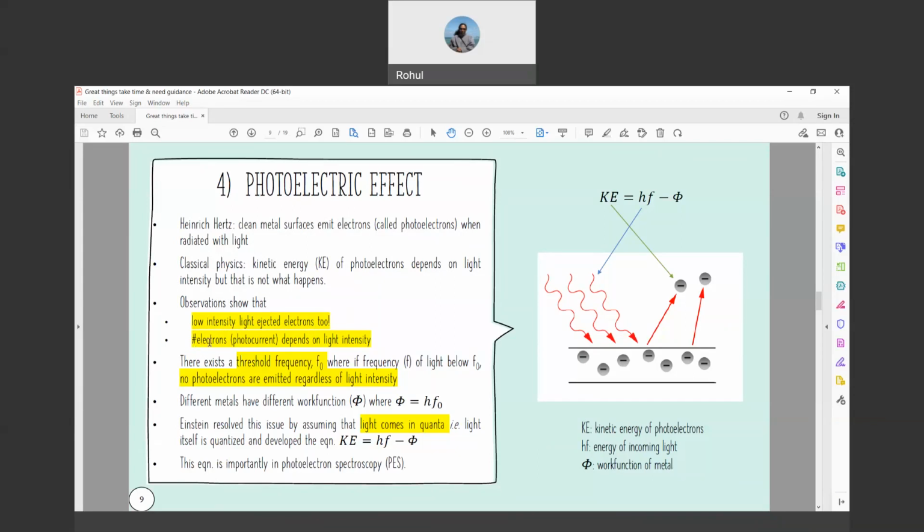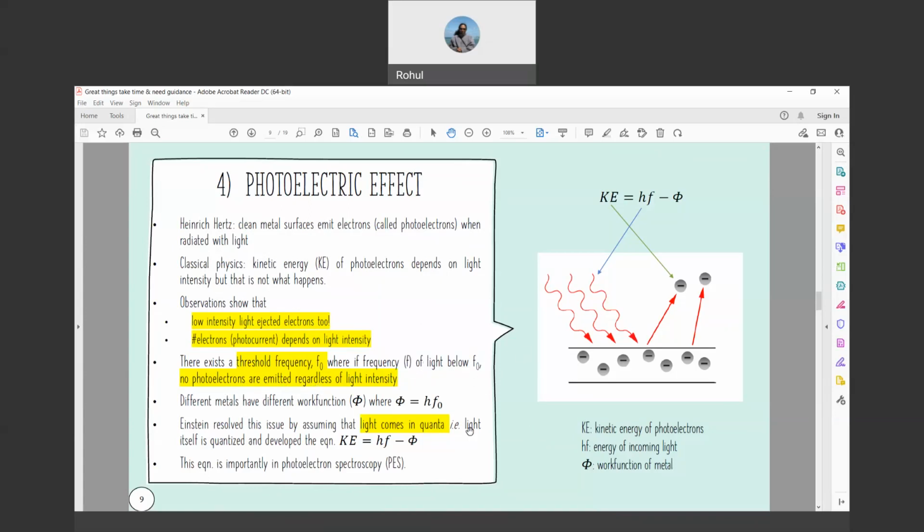And the number of electrons, as measured by the photocurrent, depends on the light intensity, okay? So instead, the number of photoelectrons actually depends on the light intensity. Kinetic energy, however, does not depend on light intensity, but depends on light wavelength. There exists a threshold frequency f naught, where if the frequency of light is below f naught, no photoelectrons are emitted regardless of light intensity, okay?